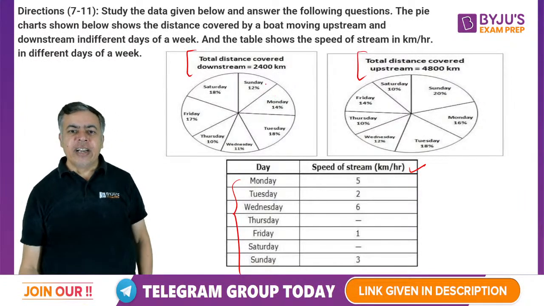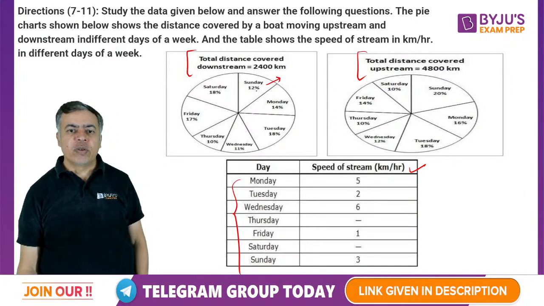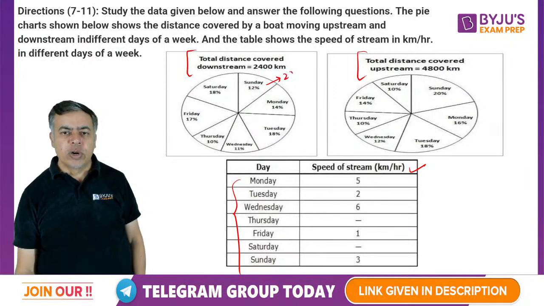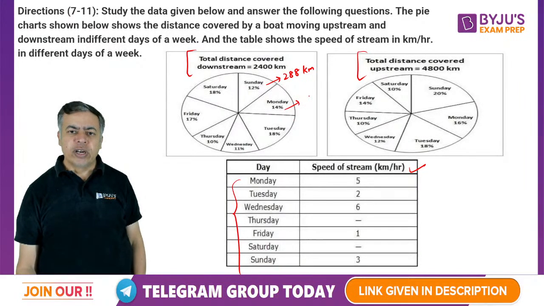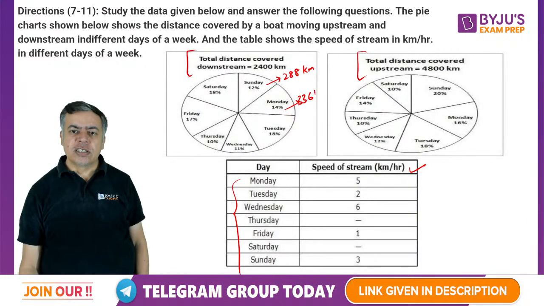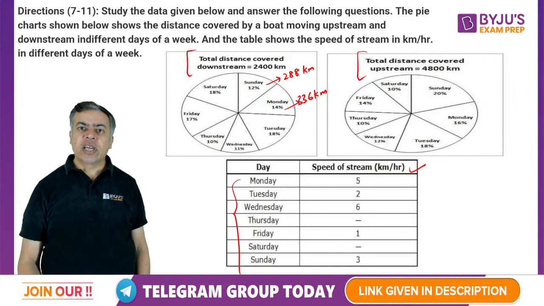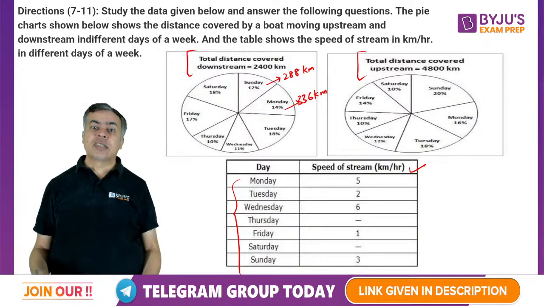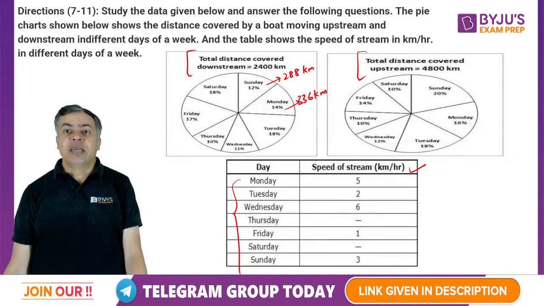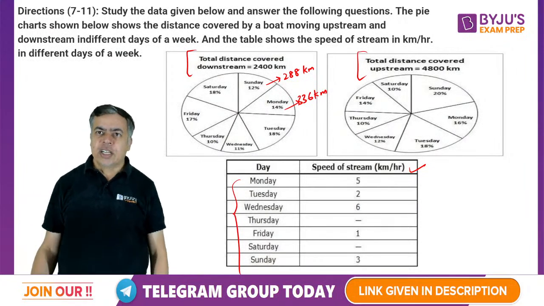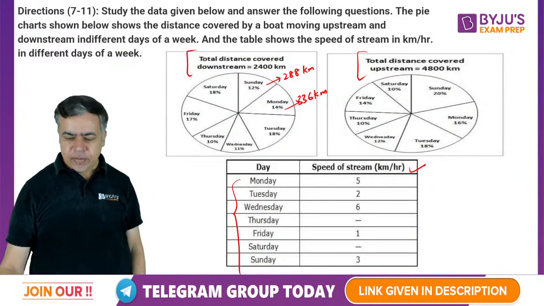Something like Sunday downstream distance 2400, 12%, 12 into 24, 288. So 288 kilometer on Sunday downstream. Like this you can calculate. Monday, 14 into 24, 336 kilometer. Like this we can calculate all the values, downstream distance and upstream distance on various days. And then we have stream speed on various days given. And the speed of the boat in still water is not given. Okay, so let's see.